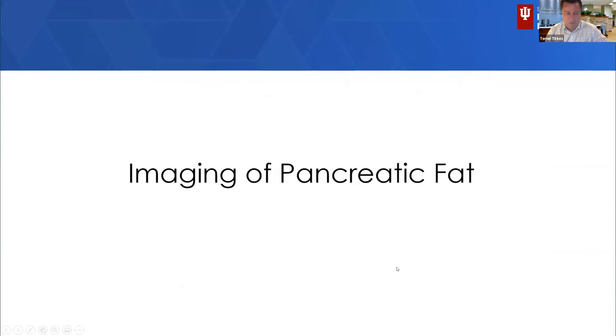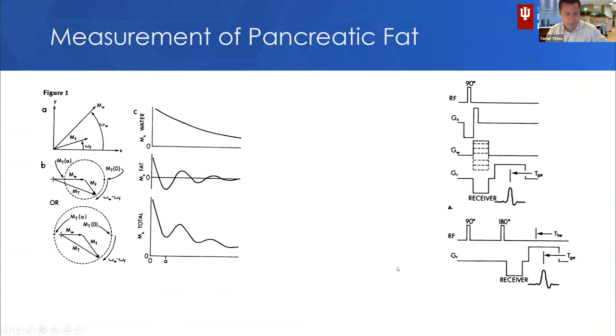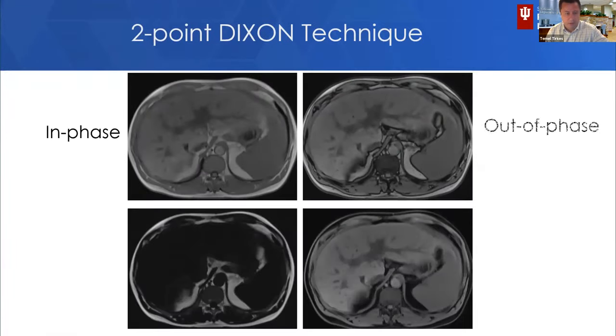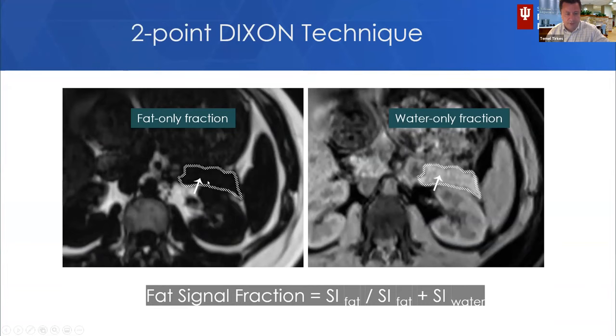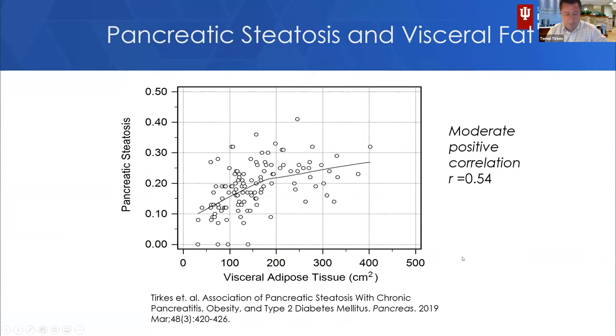So lastly, I'm gonna talk about pancreatic fat. MRI is very sensitive in detection of tissue fat, and it can separate the tissues into fat only and water only fractions. In a fat only image, whatever you're seeing is coming from the fat signal. If it is dark, that means there's no fat in the organ, such as the pancreas in this case. And we can take the ratio and get the fat fraction coming from that organ.